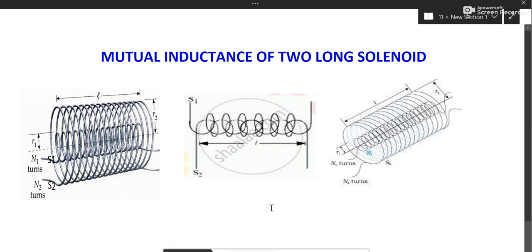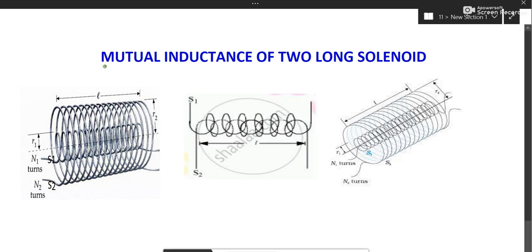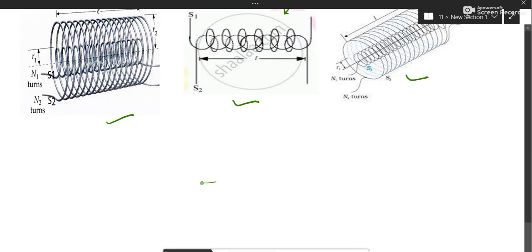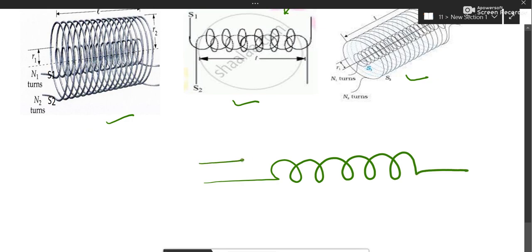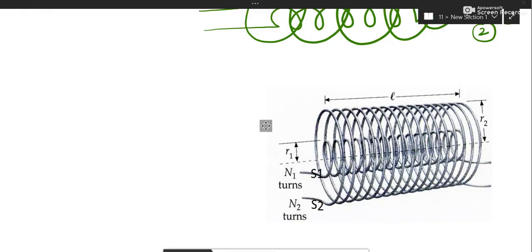So this is the next topic, mutual inductance of two long solenoids. So we'll have to derive the expression for mutual inductance. For that you can choose any of the diagrams, either this or this or this. I think this is most convenient. Actually the situation is there are two solenoids like this, 1 and 2. So you can draw a diagram with two different colors.